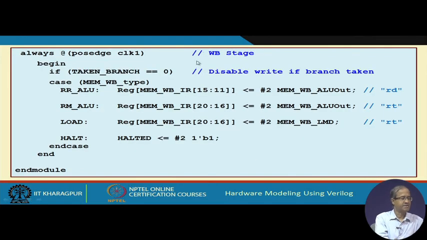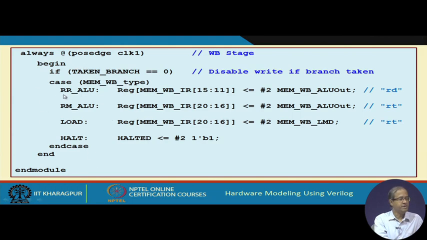And lastly, in the write back or WB stage, here triggered by the positive edge of clock 1 again, you check if taken branch is 0, only then you do it. If taken branch is 1, meaning someone is taking the branch, you disable the writes here, you should not write into the register. These instructions are actually dummy instructions, they should be ignored.